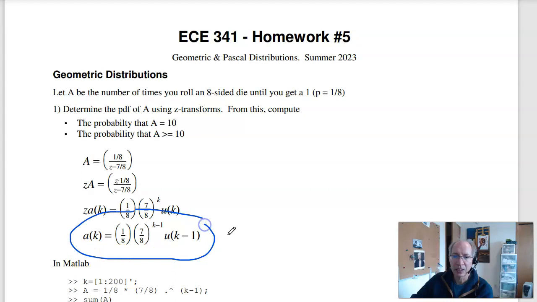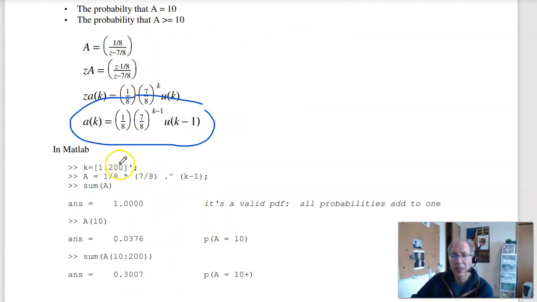Roll an 8-sided die until I get a 1. In MATLAB, if I take this out to 200, that would just be 1/8 times 7/8 to the k minus 1. And I've got to use the dot notation. That tells MATLAB, treat this as element by element operations, not matrix. When I add them all up, the sum of A is 1, meaning it's a valid PDF. A of 10 is the probability of it taking 10 rolls. That's 0.0376. And the probability it takes more than 10 would be 0.3007. I'm supposed to go out to infinity. I just stopped at 200.